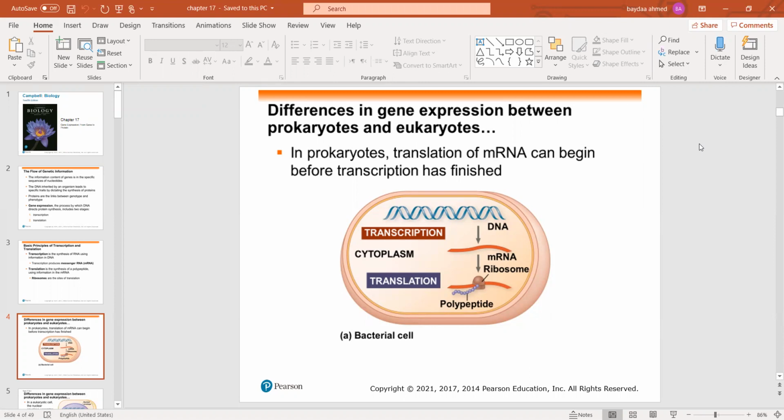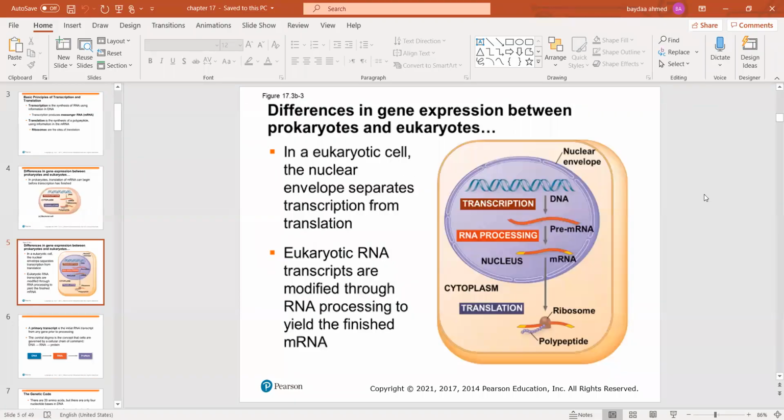So as you see here, in a bacterial cell, which lacks a nucleus, mRNA produced by transcription is immediately translated without additional processing. By contrast, eukaryotic cells have nuclei. The presence of the nuclear envelope separates transcription from translation in space and time. Transcription occurs in the nucleus, but the mRNA must be transported to the cytoplasm for translation.